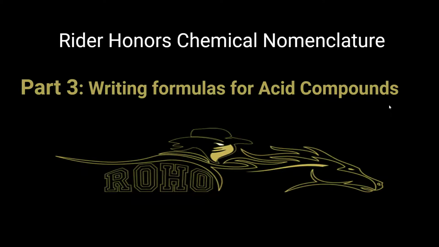Today we're going to look at part 3 of writing formulas and other chemical nomenclature. We're going to look at naming and writing formulas for acidic compounds and covalent compounds.